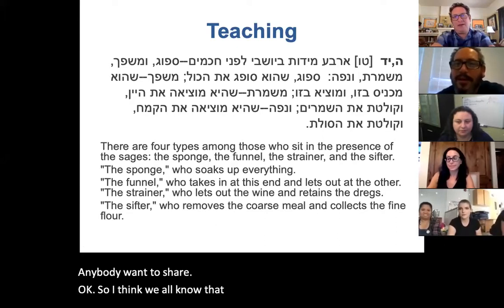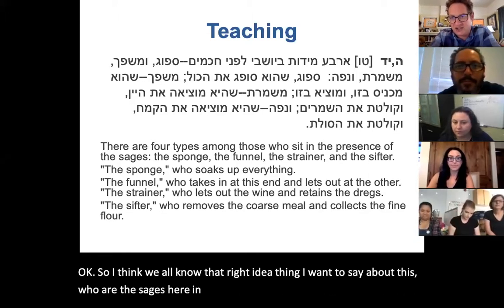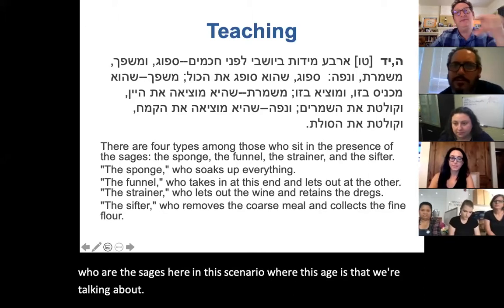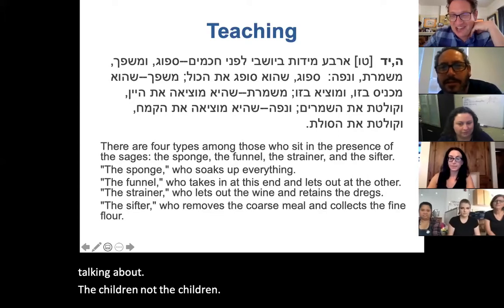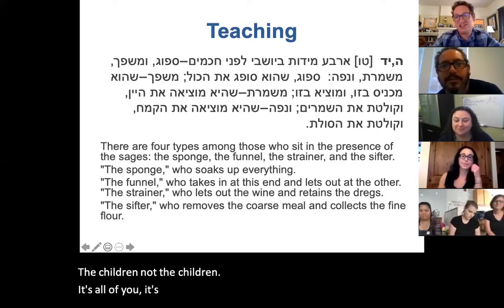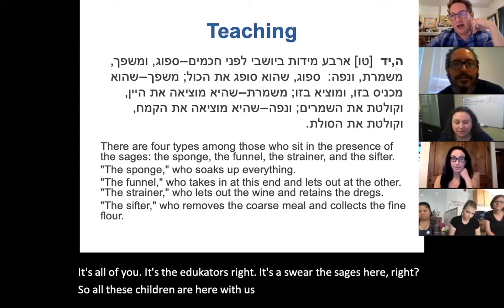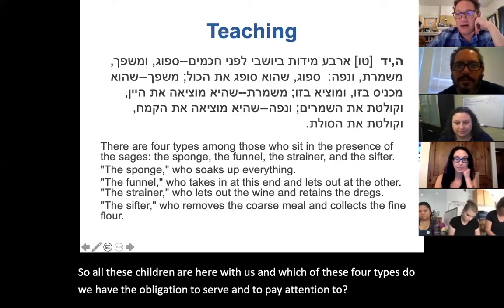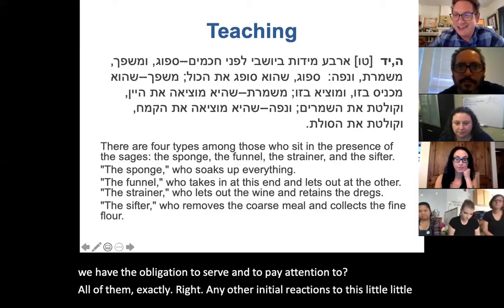The other thing I want to say about this: who are the sages in this scenario? Who are the sages that we're talking about? The children? Not the children. It's all of you. It's the educators, right? It's us. We're the sages here. So all these children are here with us, and which of these four types do we have the obligation to serve and to pay attention to? All of them, exactly. Any other initial reactions to this little bit of text here?